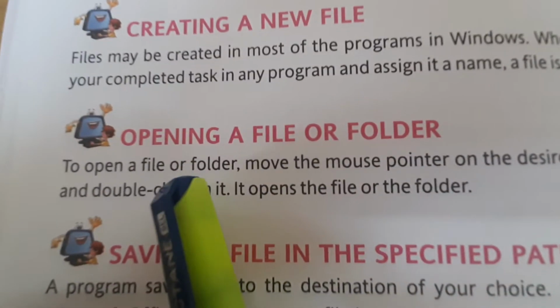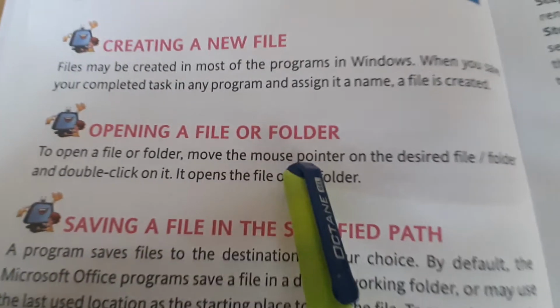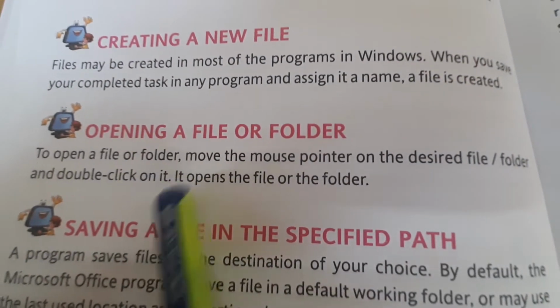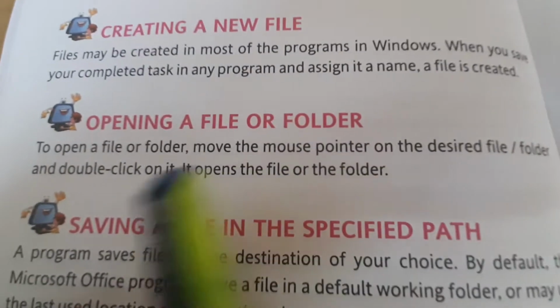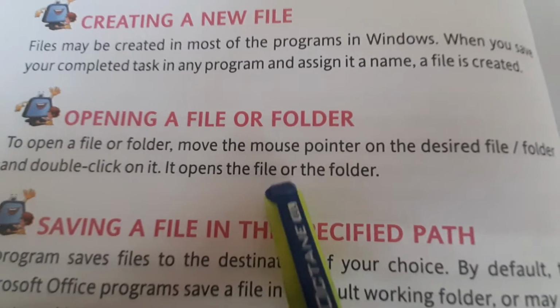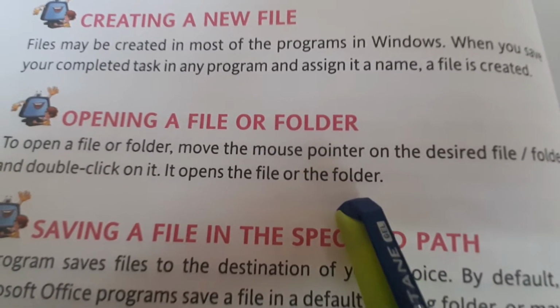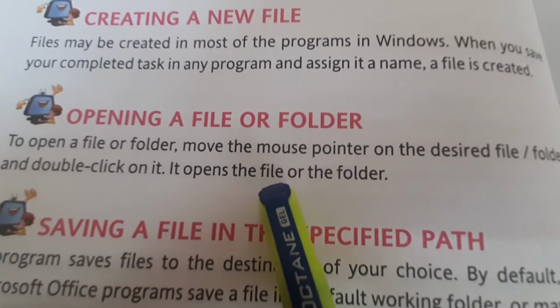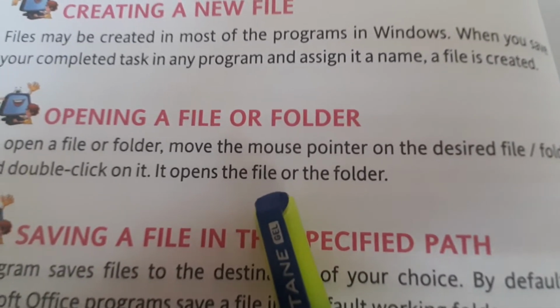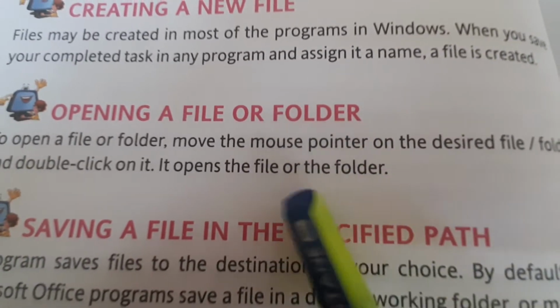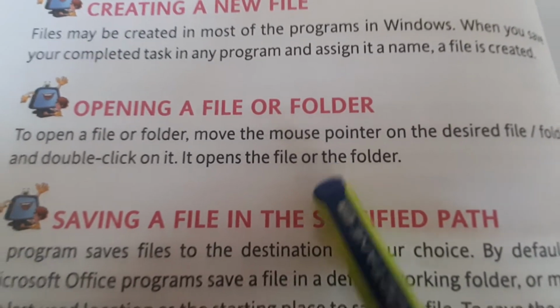Okay. Now, opening a file or folder. To open a file or folder, move the mouse pointer on the desired file or folder and double click on it. It opens the file or the folder. Means if you want to open any file, you simply have to search for it and double click on it, so it will be opened.